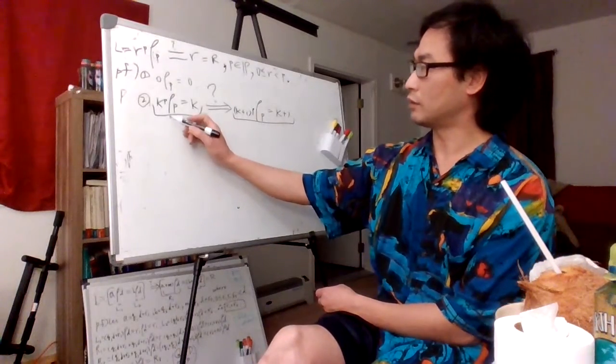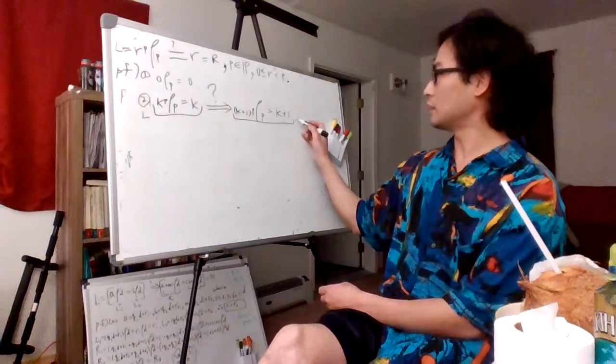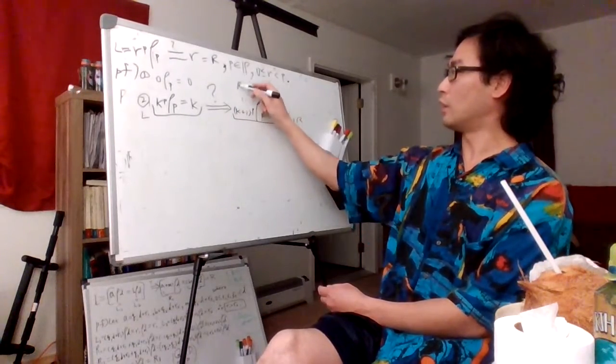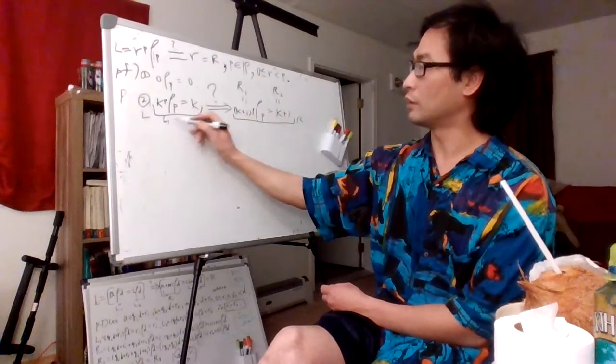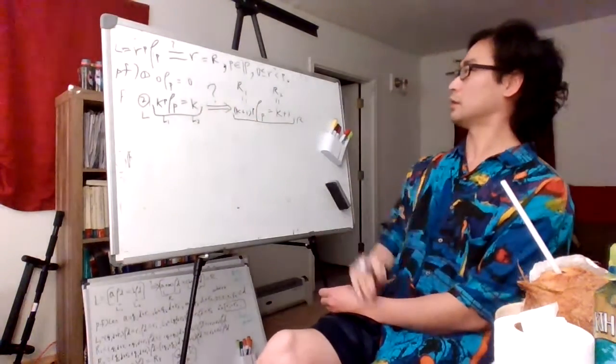Like before, you have left hand side, right hand side, and here you have R1, R2, and you have L1 and L2. All right, just like before.